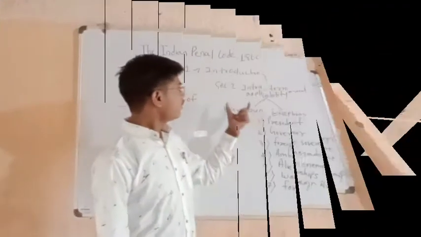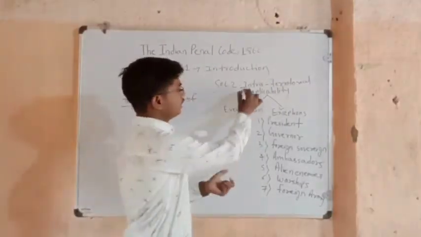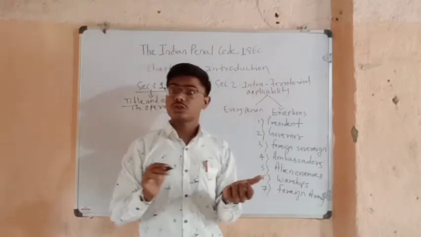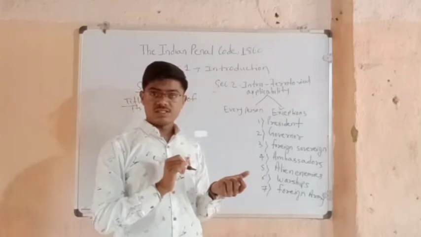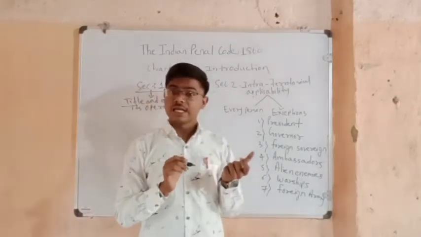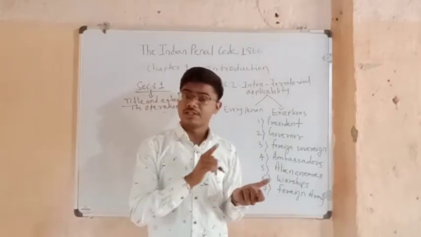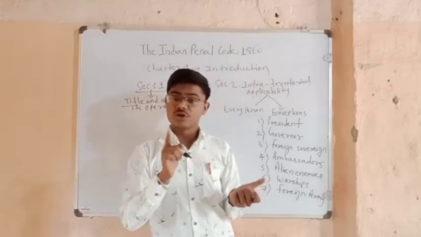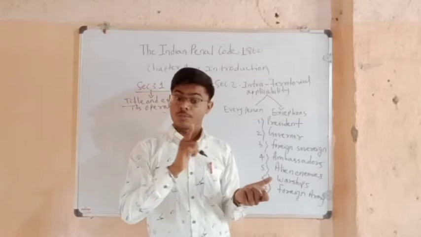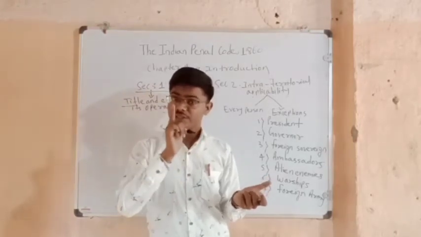We are going to discuss Section 2, that is intra-territorial applicability. It talks about punishment of offences committed within India. It means that every person shall be liable to punishment under this code, and not otherwise, for every act or omission contrary to the law of which he shall be guilty within India.